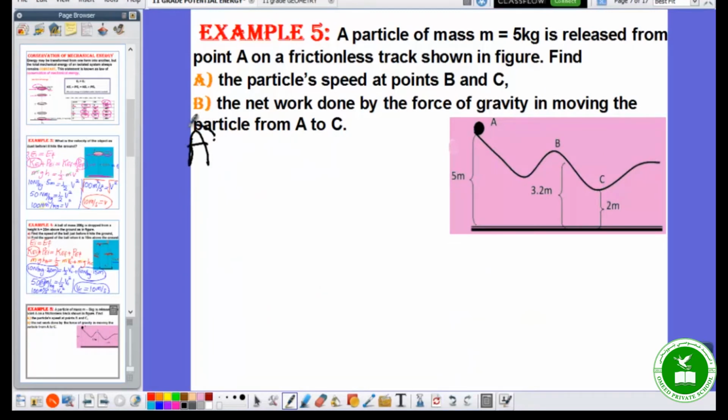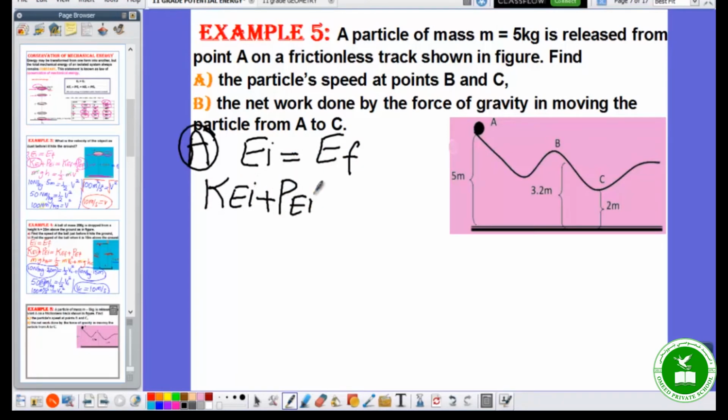Still, part A continues. Again, we have to use conservation of mechanical energy. Initial energy should be equal to final energy. Initial kinetic energy plus initial potential energy should be equal to final kinetic energy plus final potential energy. Again, initial energy means energy of object at point B.